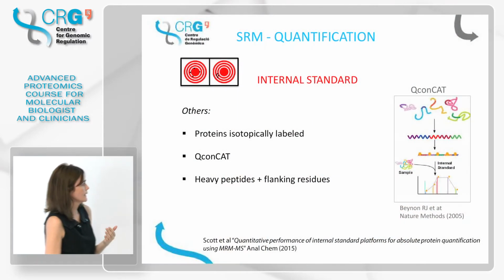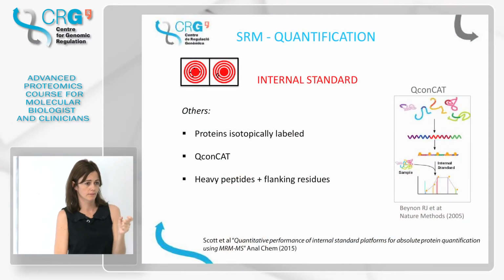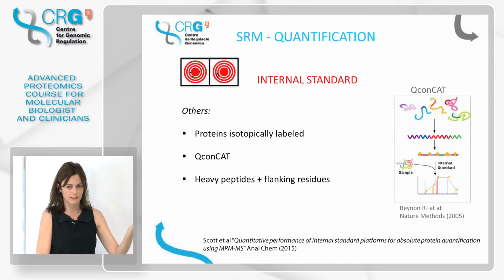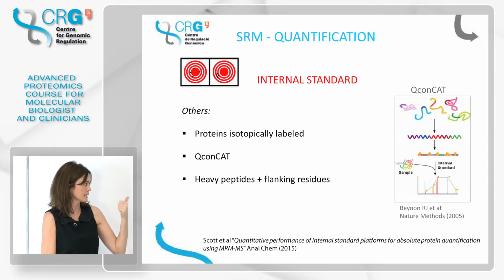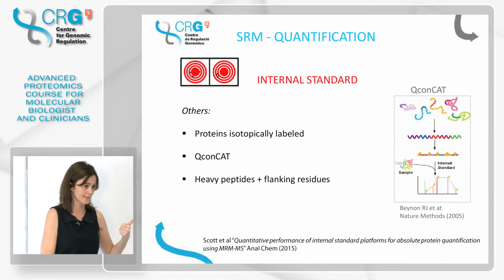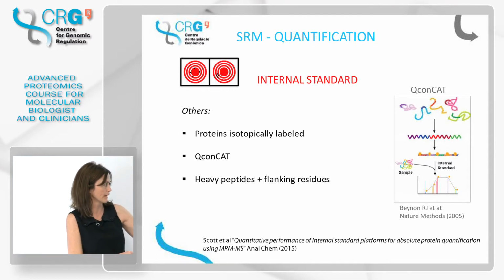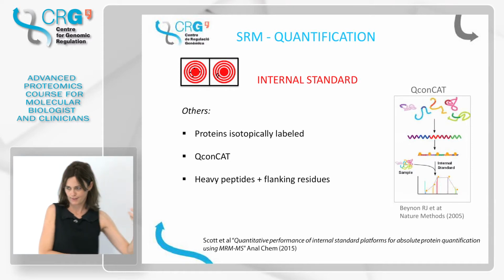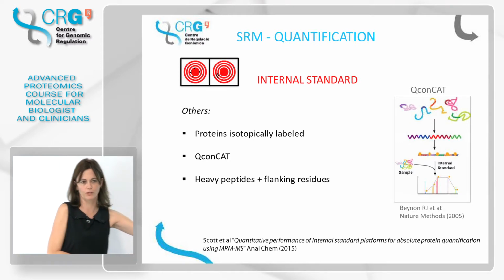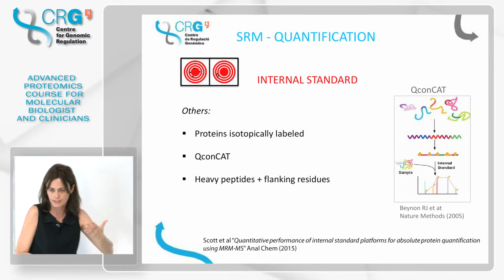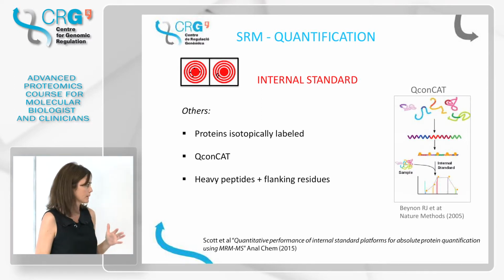The other thing is that instead of using the heavy peptide, the same peptide you're going to monitor heavy, some people do other strategies to try to avoid this problem. That is, for example, use proteins isotopically labeled and then digest them. There is one strategy that is the Q-concat, where they concatenate all the peptides of the different proteins they want to monitor and then digest them to try to mimic the real situation a little bit more. There are different strategies. The simple one is to buy your heavy peptide.